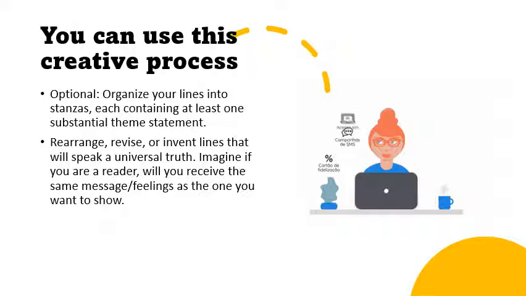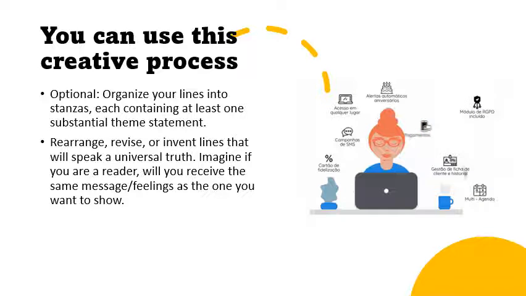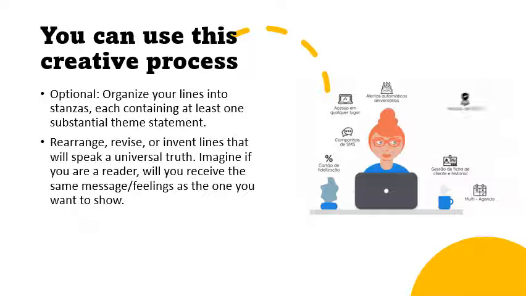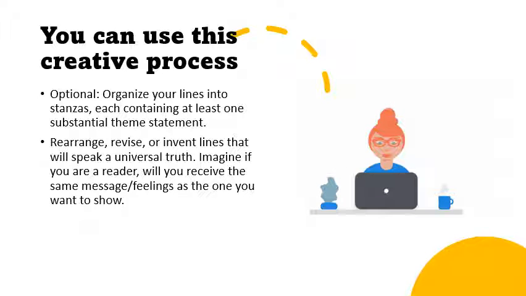Okay, and then don't forget to rearrange, revise, keep rereading your poem, and invent the lines that will speak universal truth. What does it mean by universal truth? It means that if you become a reader, your understanding of your poem is going to be the same as you as the author. Well, maybe not exactly the same, but at least it's not so far-fetched. So after you finish your poem, please read it again and try to see, if I become a reader, will I understand this message the same way as I intended? So you need to reread it and imagine that you are a reader and not the author, or the writer.